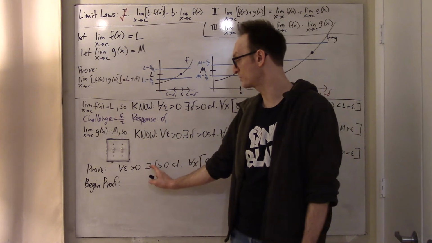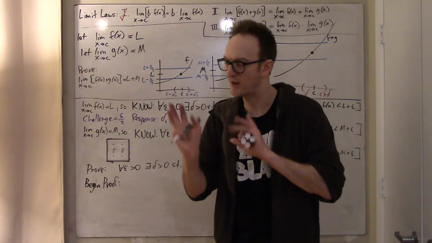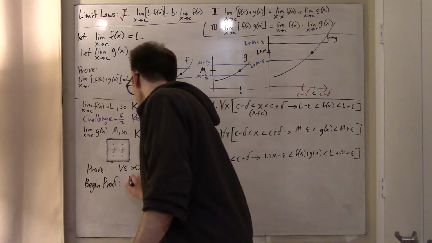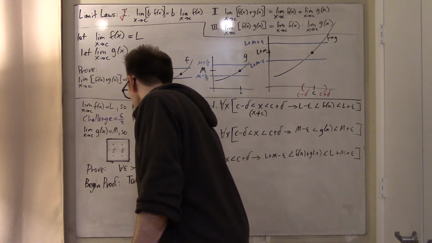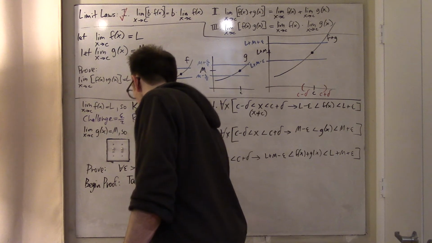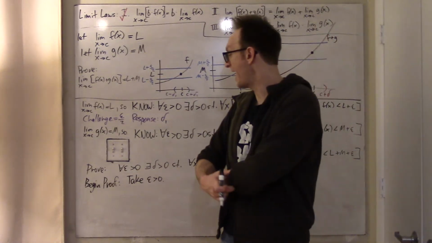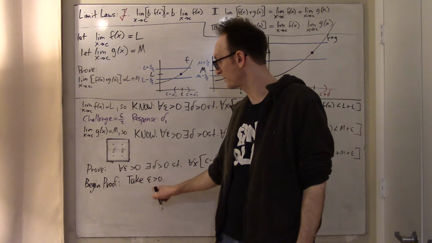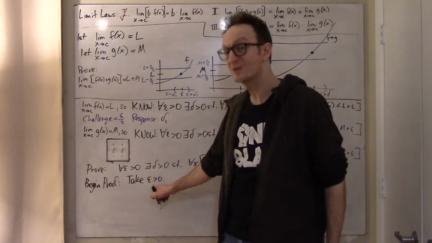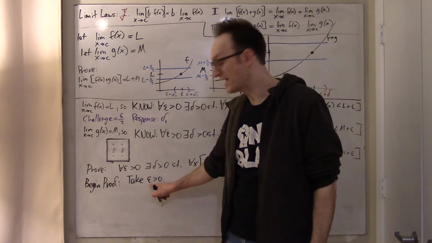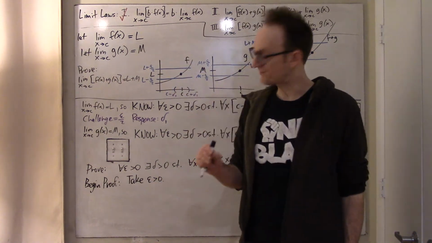Specifically, the first thing I do is I respond with a delta. I haven't figured out how to do that yet. But the very first thing I'm going to do is take some arbitrary epsilon greater than 0. And now I'm in the process of figuring out how to respond to that epsilon challenge. Well, now, here's what I do. I take that number epsilon, I divide it in half.